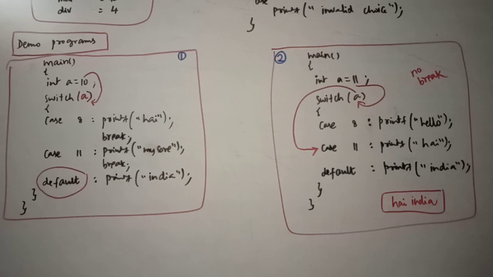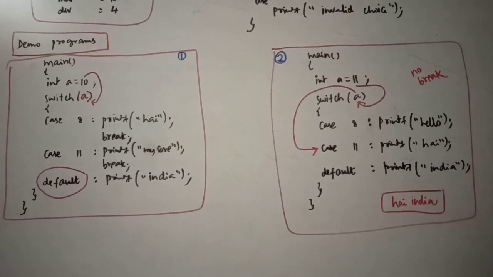Look at the first program. How many variables are there? Only one variable. A is 10. Switch of A means switch of 10. The control has to be transferred to case 10, but case 10 is not there. So automatically the control will be transferred to the statement under default. So you get India. If your A is 8, you get hi. If your A is 11, Mysore.